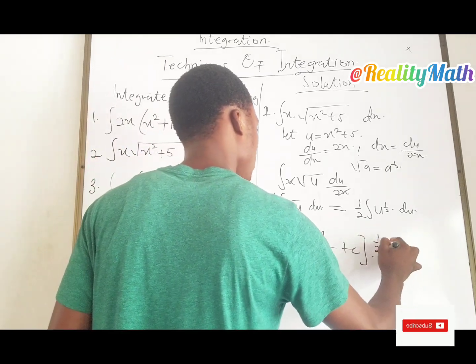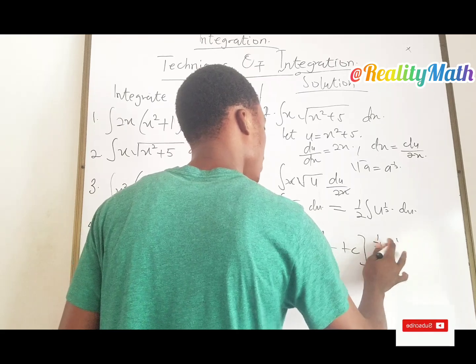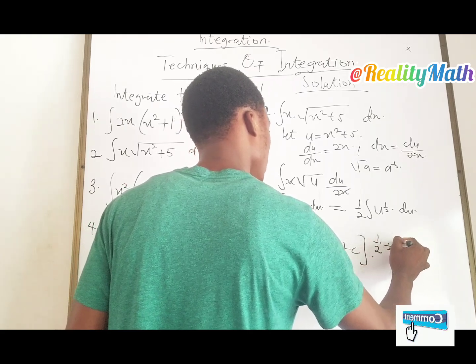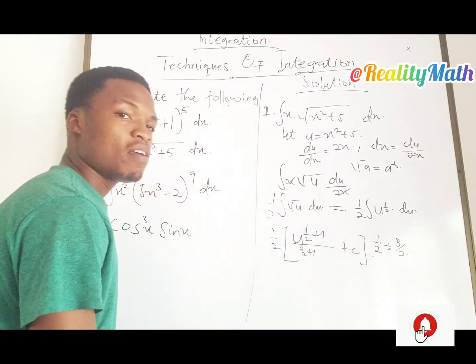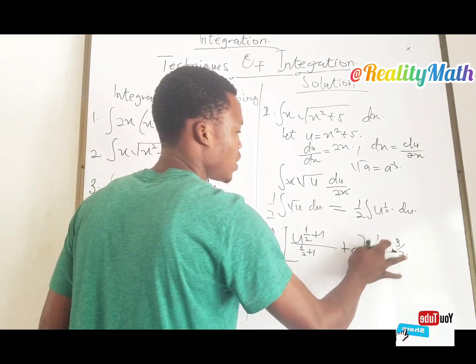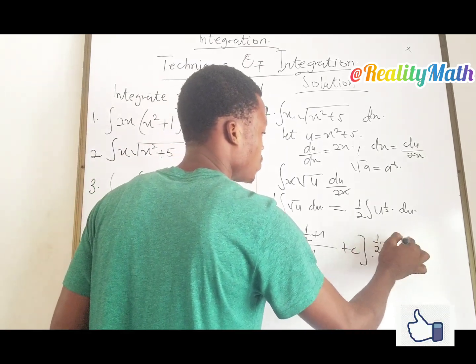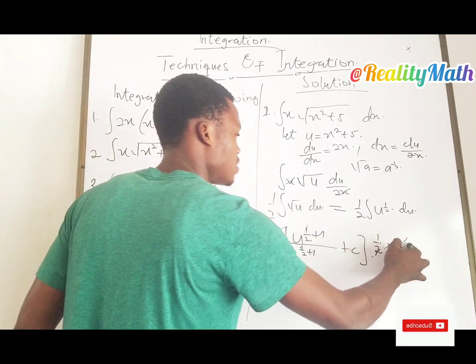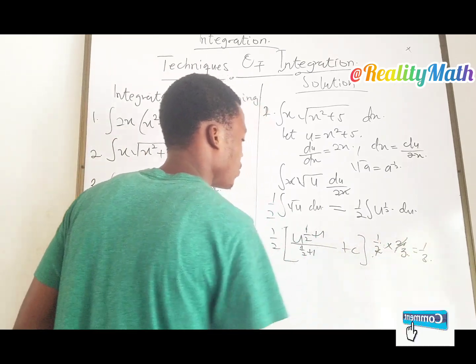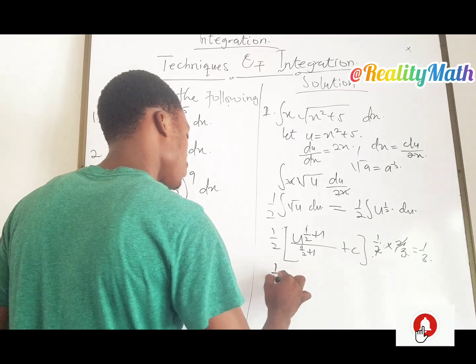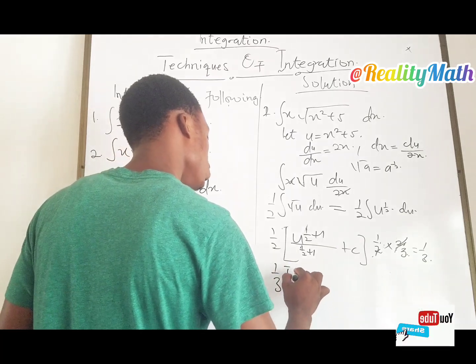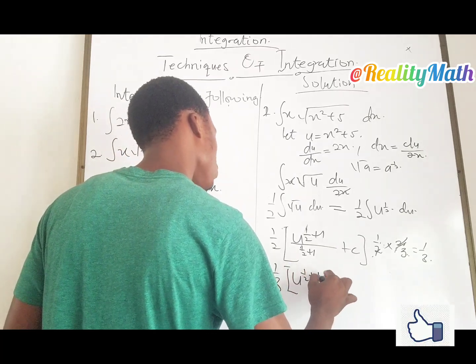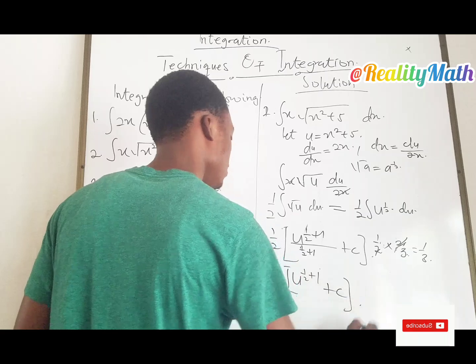So if this gives me 3 on 2, let's do some simple calculation here. We are having half divided by 3 on 2. If that is divided, we can change it to times and then find the reciprocal of this, which is now 2 on 3. So this take away this, and we are finally having what? 1 on 3. So we can bring it out, having 1 on 3 multiplying u to the power half plus 1 plus some constant c.